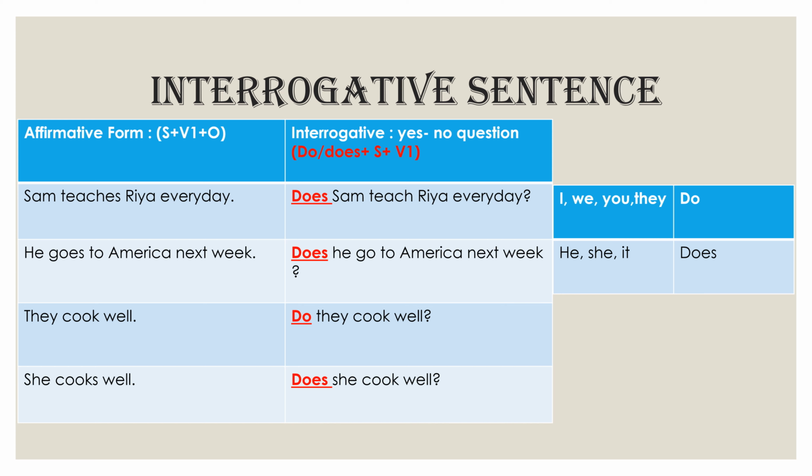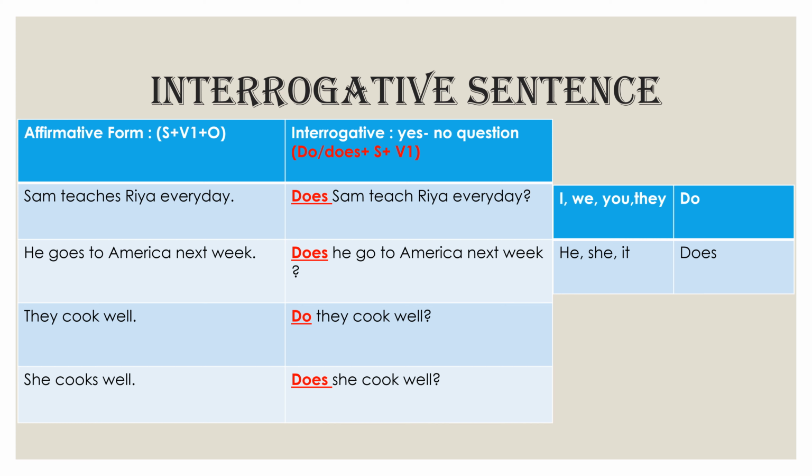Interrogative sentence. Interrogative sentences means any sentence which asks a question. Interrogative sentences can be of two types: yes or no questions or WH questions. Now let's see how to make yes or no questions in simple present tense. Does or do plus subject plus V1 plus object is the structure of interrogative sentences in simple present tense.